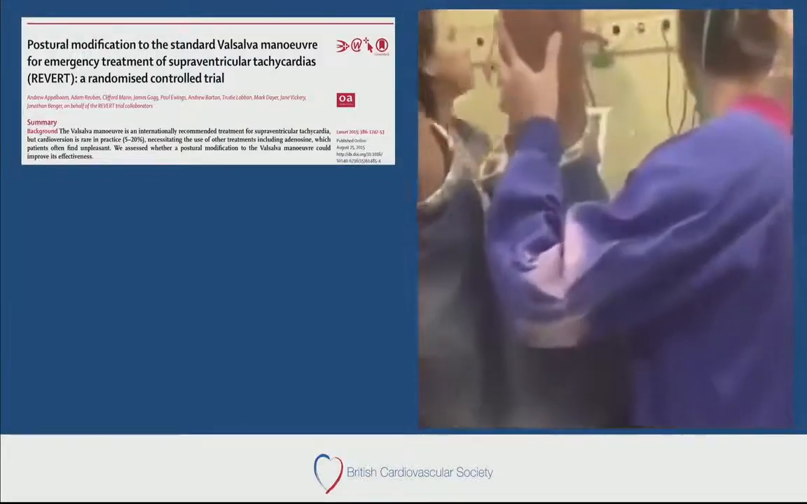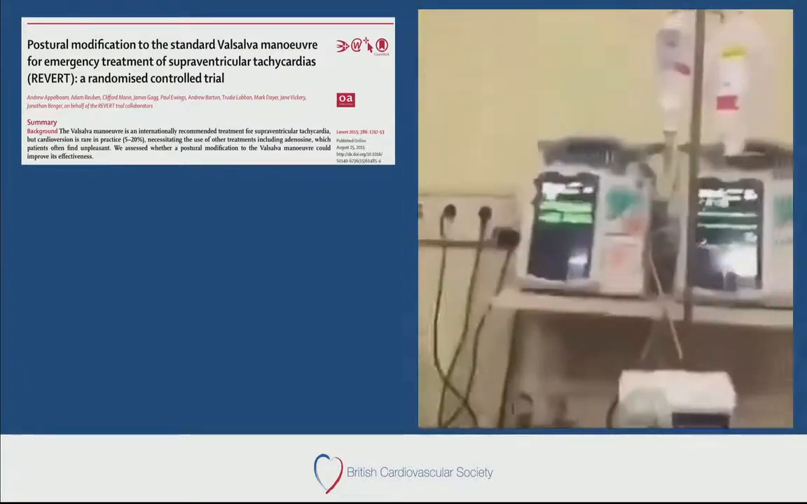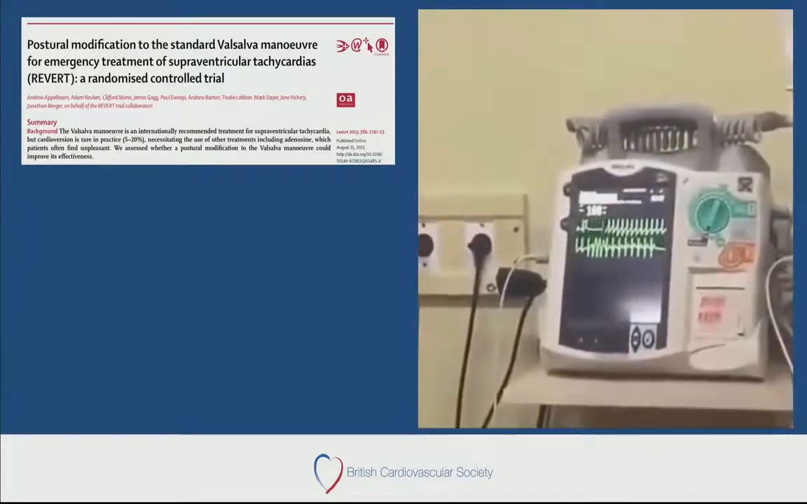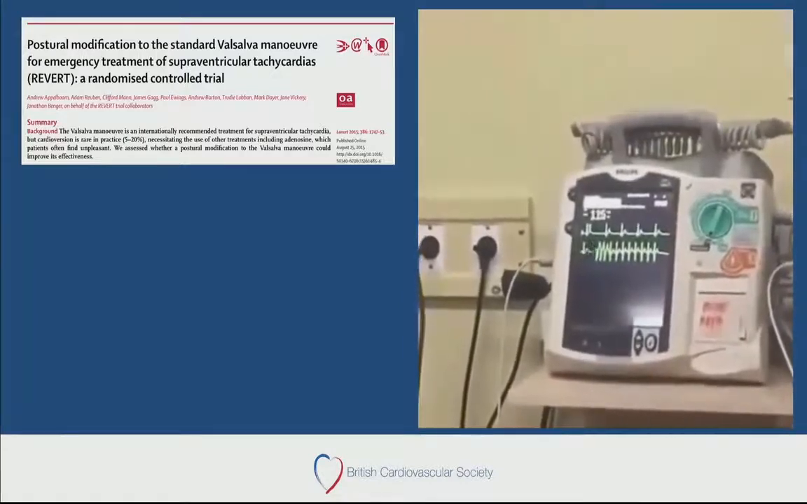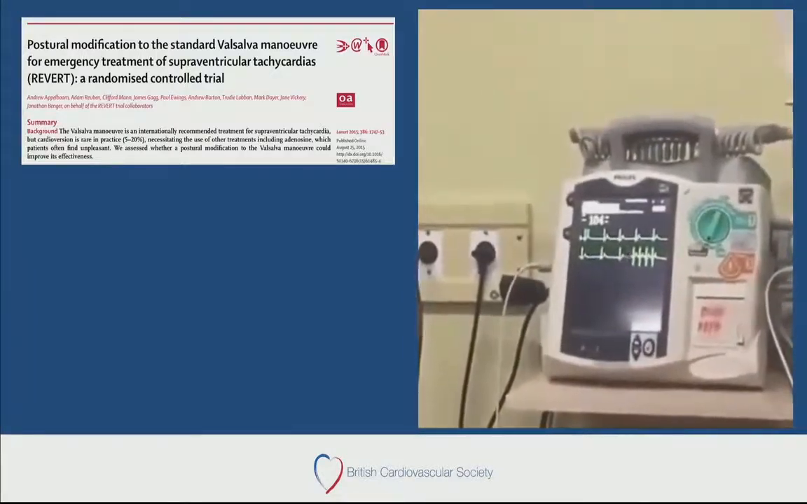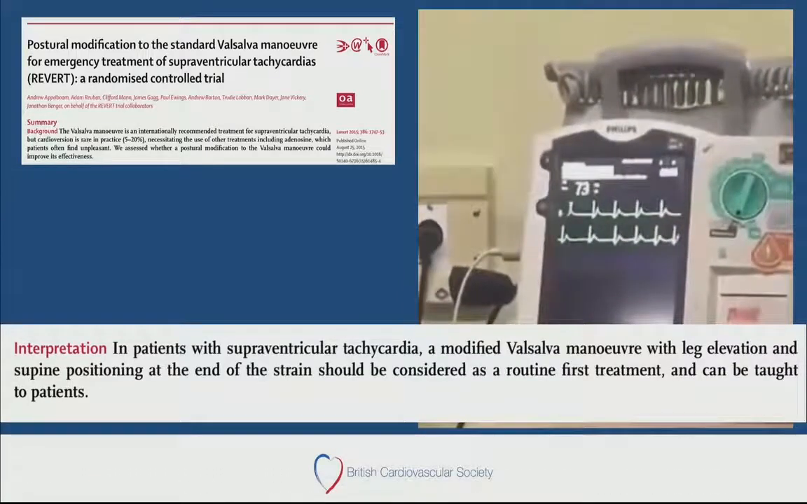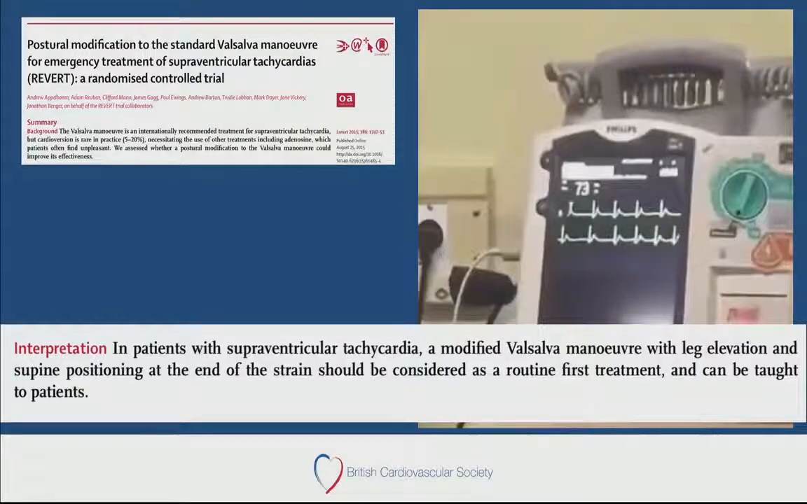So this is a patient in SVT. Breath hold, and at the sort of peak of breath hold, legs up. And you'll see there a nice termination of the SVT to normal sinus rhythm. And in fact, the recommendation from this was a modified Valsalva with leg elevation at the end of the strain should be considered as routine first line. And that's been now incorporated in the guidelines, which I mentioned before.